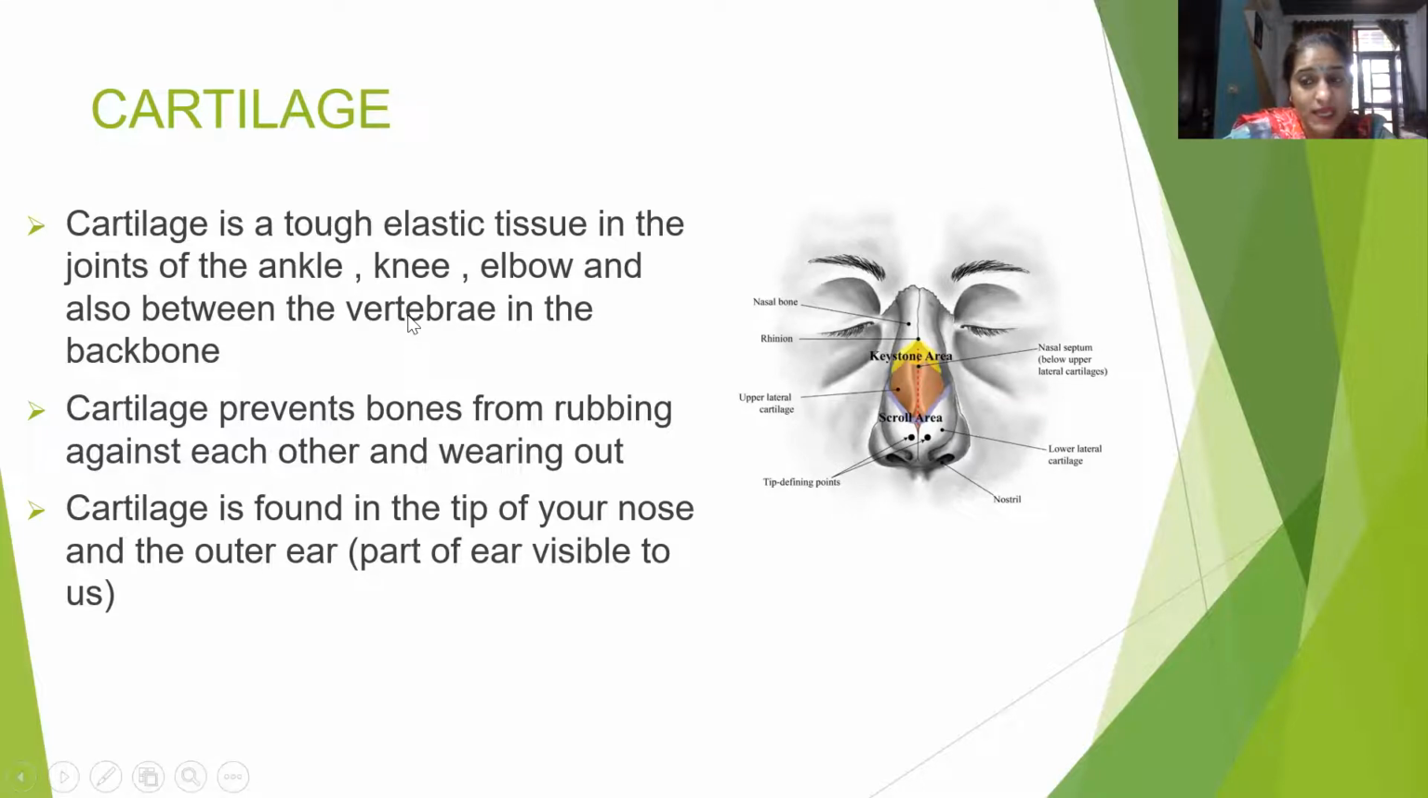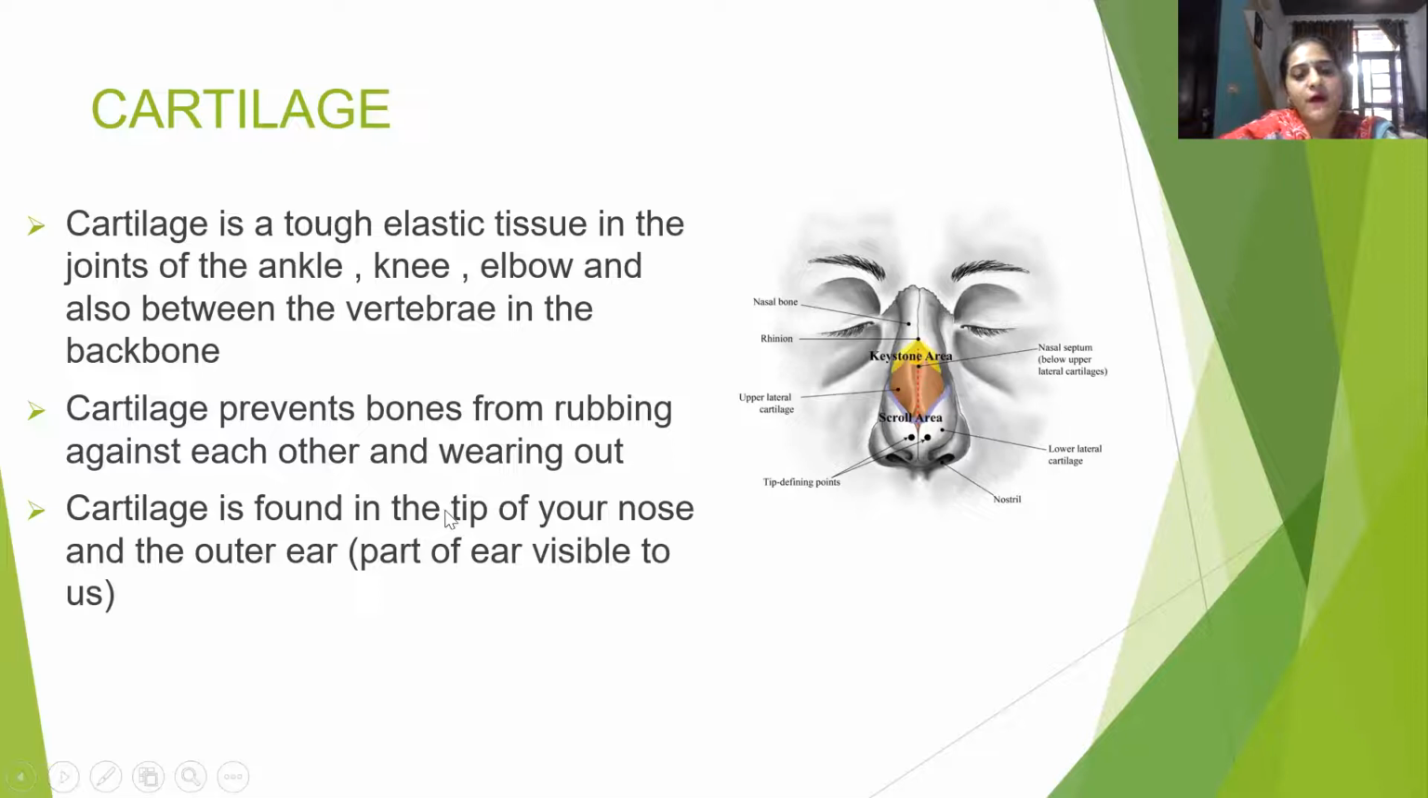Yes, do you remember when I discussed with you the spinal cord? I told you that each vertebra has cartilage in between so that the two vertebrae do not get rubbed together. So vertebrae is plural, the vertebrae in the backbone. The cartilage prevents the bones from rubbing against each other and wearing out. We have just discussed this.